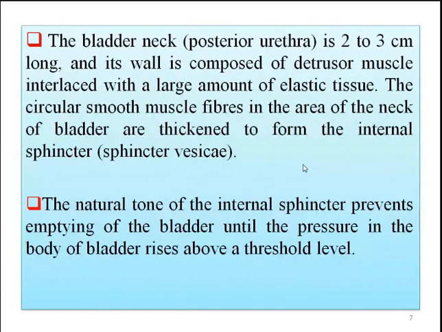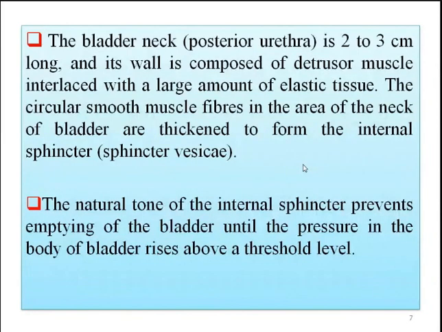So what is internal sphincter? It is the circular smooth muscle fibers which lie in the area of the neck of the bladder. Okay, so internal sphincter is made up of circular smooth muscles in the area of the neck of bladder. You remember this term, internal sphincter.